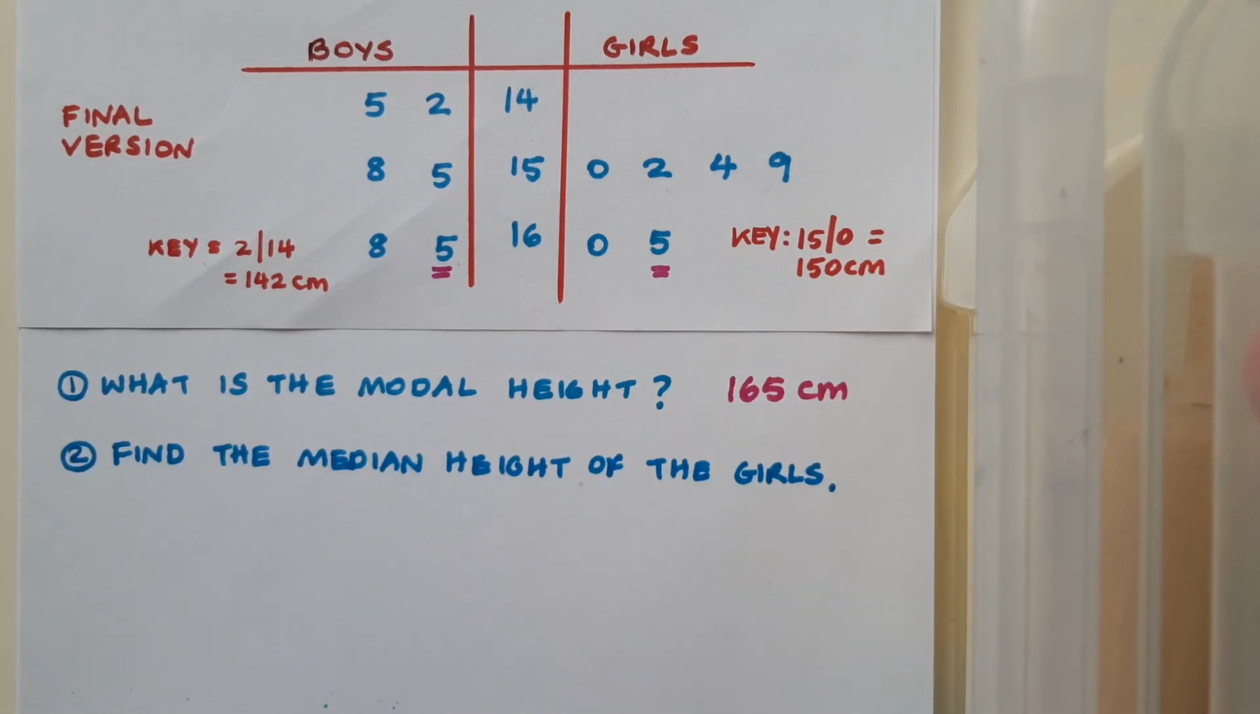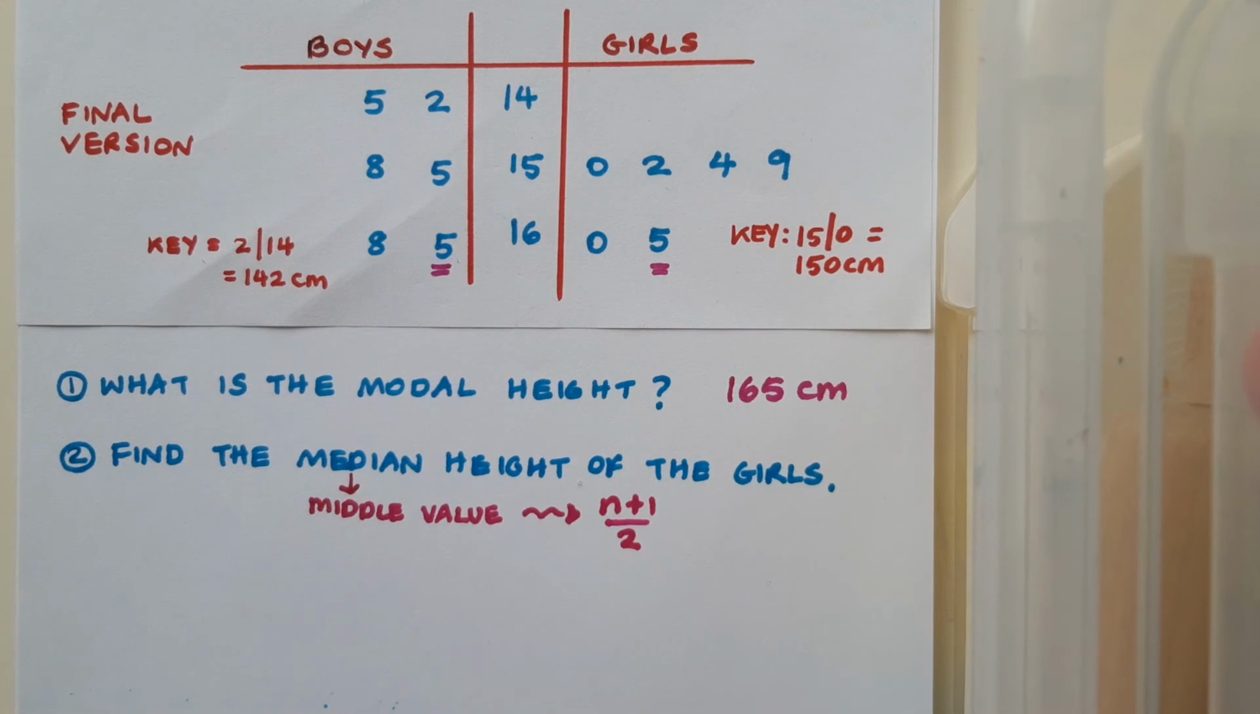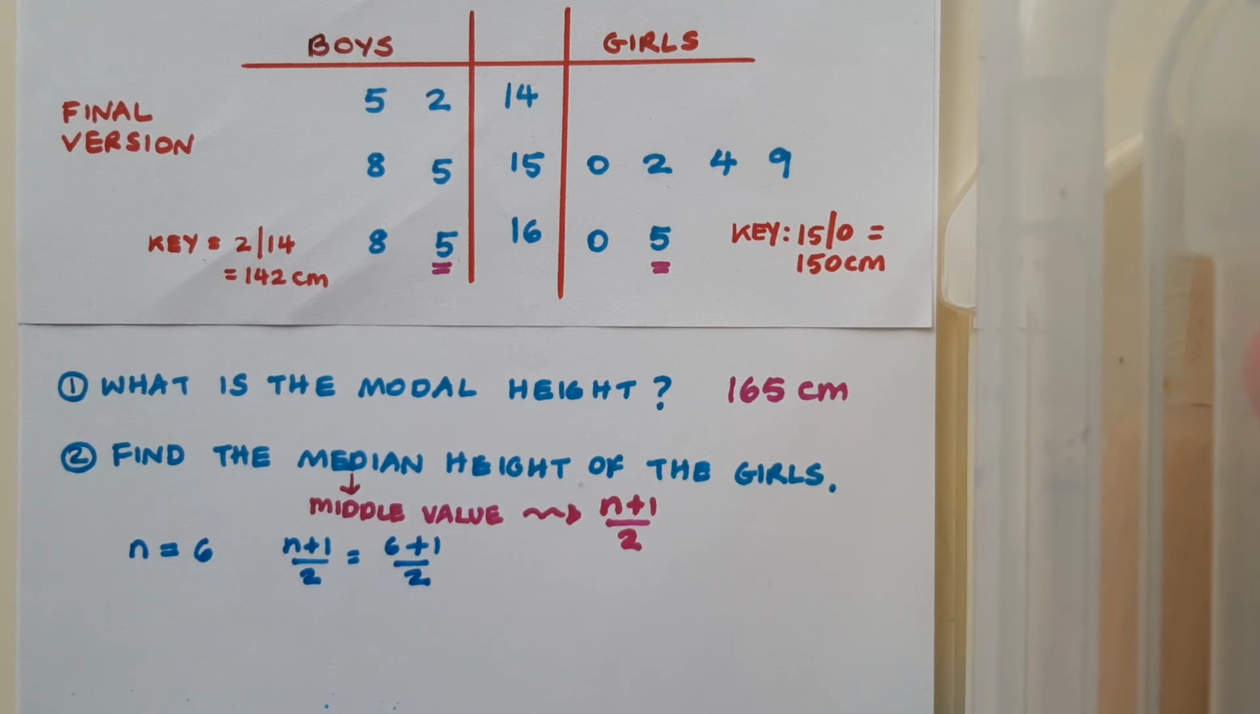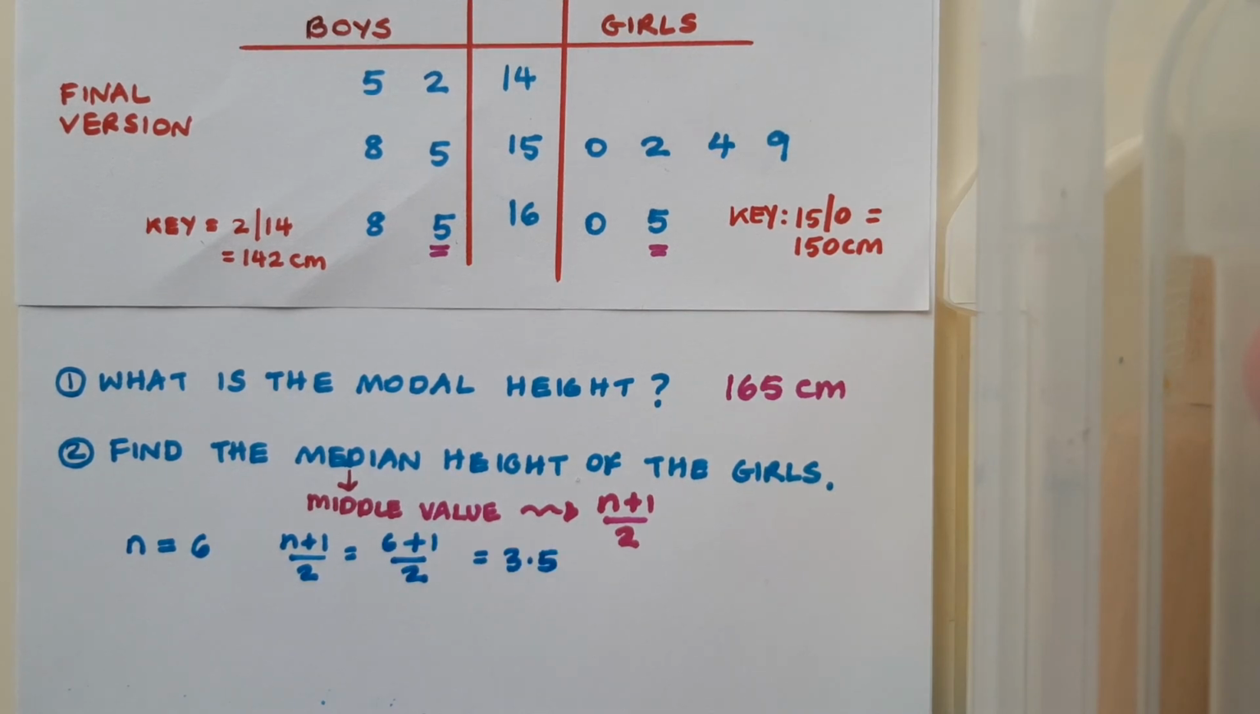Okay, next I want to find the median height of the girls. And we know from before that median means the middle value. And we know we have a little formula (n+1)/2 to locate where that median actually is located. So the first thing I must do is make a note of n. We already noticed this when we were calculating the mean a moment ago. There are 6 girls in the group, so n equals 6. And now I'm going to use that to calculate (n+1)/2. So this is (6+1)/2, which is 3.5.